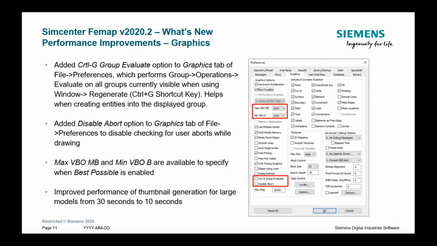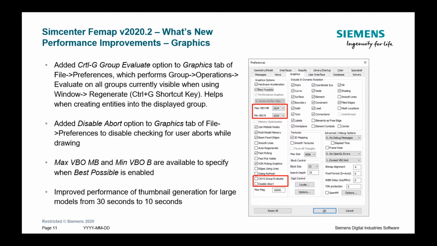Just some other things that we added. We added an option to do a full group evaluation every time you do a Control G, every time you do a regeneration of the graphics window. That's off by default, but you can turn it on in here. And we also added the ability to disable abort in commands. This can also speed up certain commands.